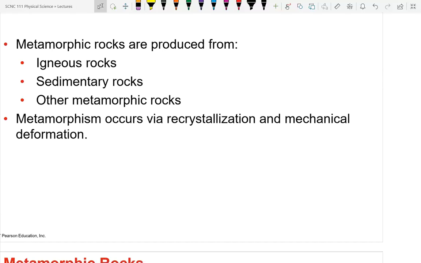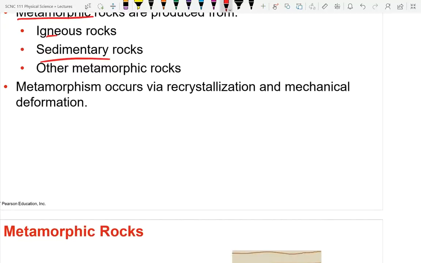Okay, metamorphic rocks are rocks that have been heated and put under pressure to change. We talked about the three types: igneous, sedimentary, and metamorphic. Metamorphic rocks can be made from any of the three types. From igneous rocks, typical examples would be granite or basalt. Or from sedimentary rocks, things like sandstone, slate, or shale, or even other metamorphic rocks. Metamorphic rocks can be metamorphosed again.